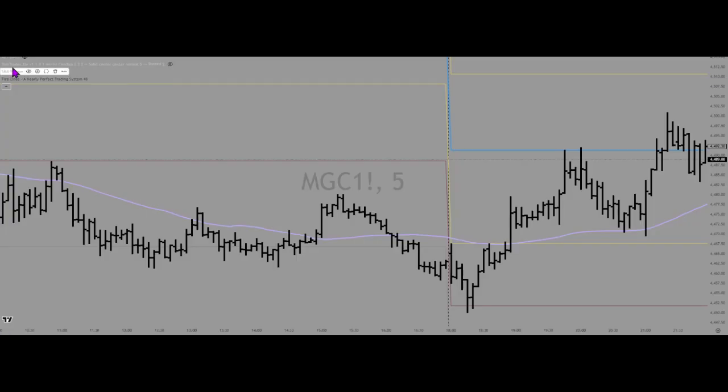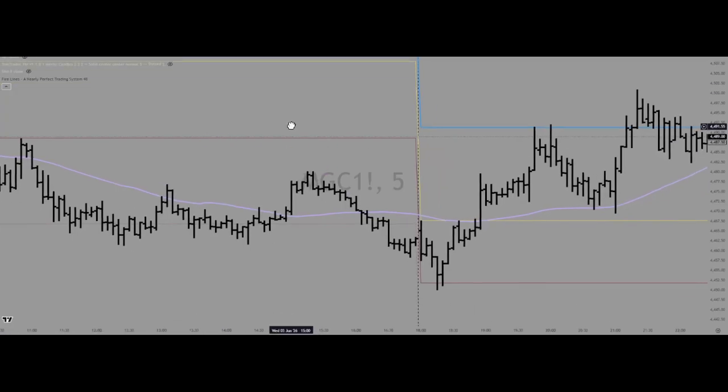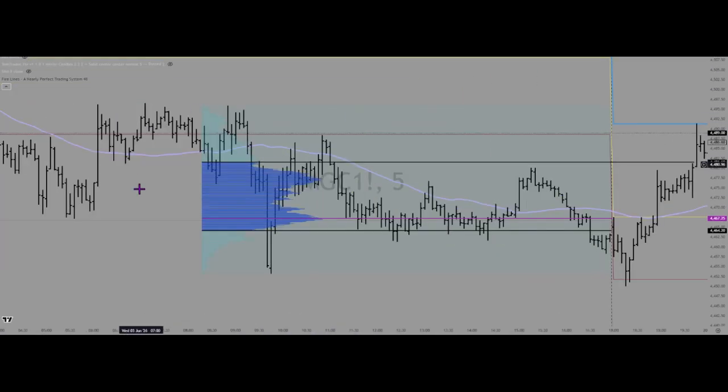Now, the second indicator is the fixed range volume profile from New York trading. So I draw a fixed range volume profile starting from 8:20 a.m. New York time, and that's the open of the gold pit, through to the end of that trading day. That gives me the complete volume profile picture for the New York session.